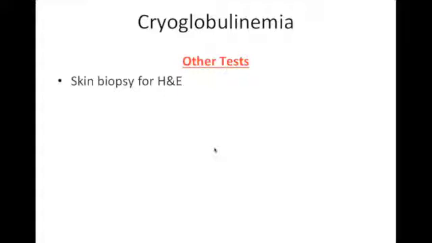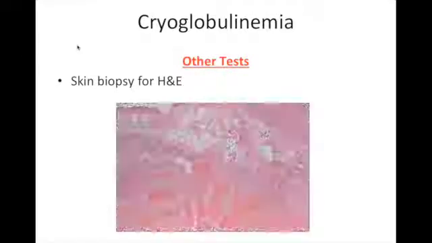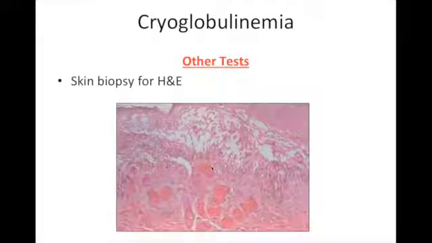Skin biopsies for H&E will help. There are findings that are suggestive, however, not definitively diagnostic of cryoglobulinemia. You will see vasculitis, superficial and deep, and some thrombosis. And this just shows thrombi, degenerated blood vessels. But overlying, you also see this epidermal necrosis, and these are the ulcerations that develop in this subset of patients.